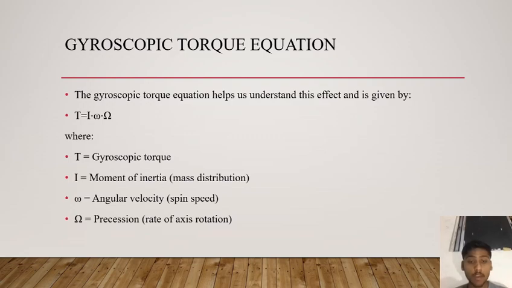So the heavier or more massive the object, the higher the rotational inertia, so I is high. Spinning faster means W is high. Changing its direction more quickly means omega is high. This equation is used in engineering to predict the behavior of spinning systems.